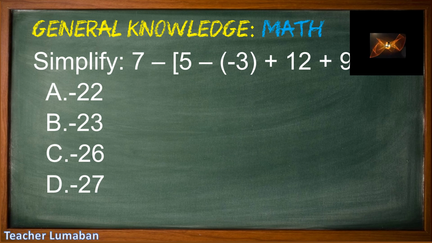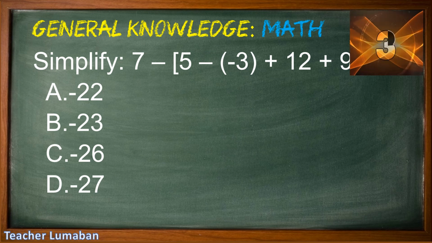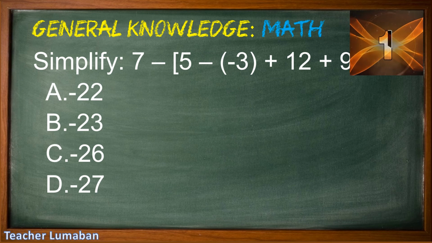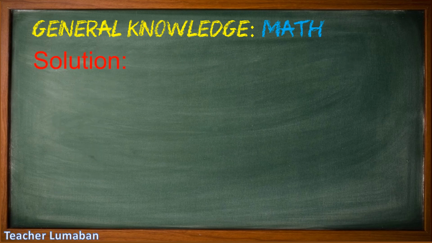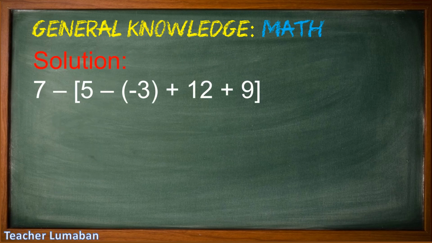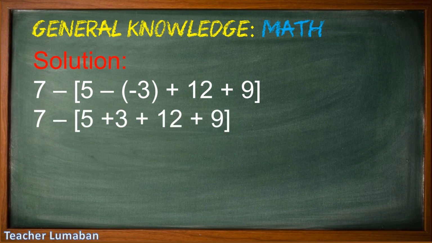5, 4, 3, 2, 1. The correct answer is letter A -22. Solution. 7 minus 5 minus, -3, plus 12 plus 9. When there is a negative or minus sign in front of an expression in parentheses, change the sign of each term in the expression. 7 minus 5 plus 3 plus 12 plus 9.